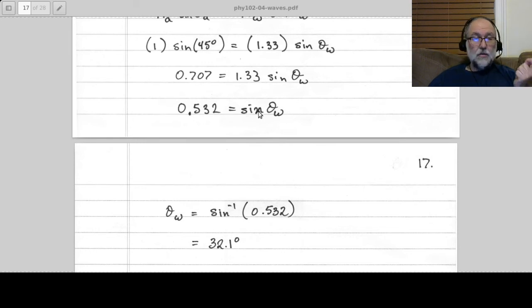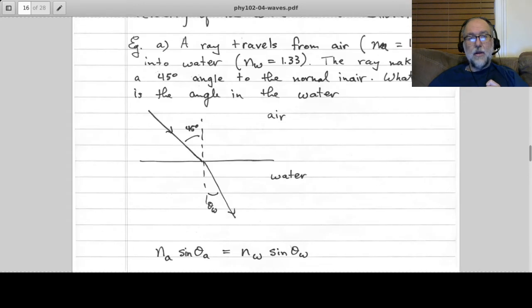And you say, now what do I do? Well, you have to take the inverse sine. So you get 0.532, and you take the inverse sine of that, and that'll give you theta w. So theta w is the inverse sine of 0.532, and that turns out to be 32.1 degrees. Remember I said it had to be less than 45, and it is. So this angle in here is 32.1 degrees.